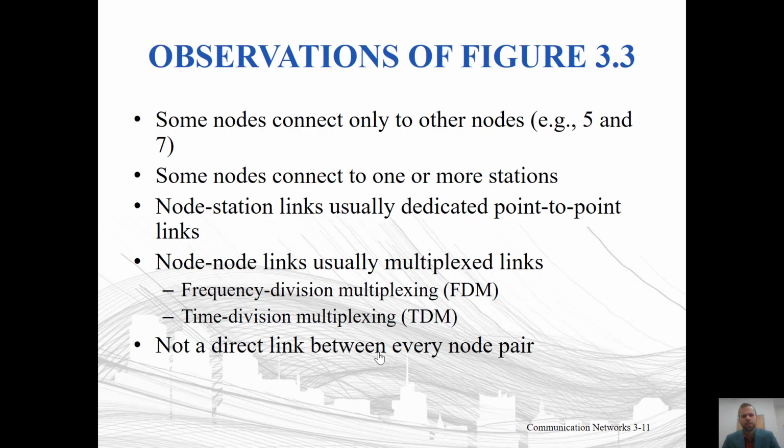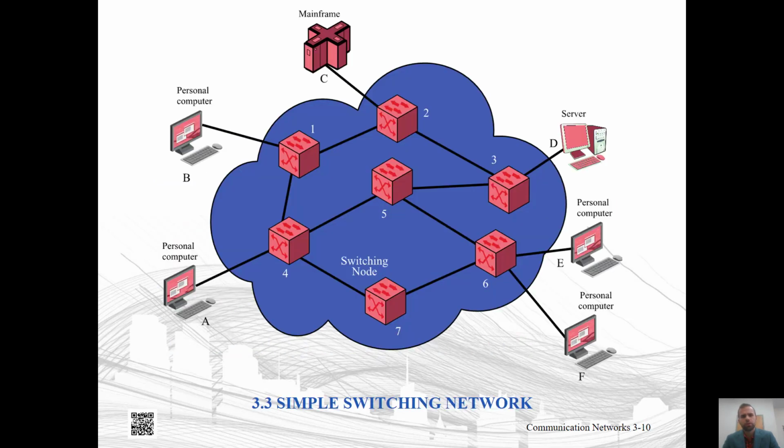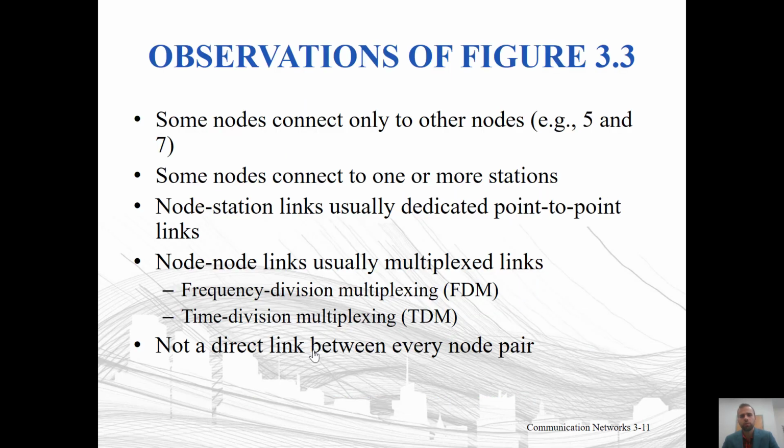The node-station links are usually dedicated point-to-point links. And then node-to-node links are usually multiplexed, so they'll typically use something known as frequency division multiplexing, or FDM, or time division multiplexing, which slices by time. So that's known as TDM. And it's not a direct link between every node pair, as you can see. So there are alternative routes that the bits and packets could travel over that network. There's no one right answer. It's a function of a lot of different things where it would get routed.